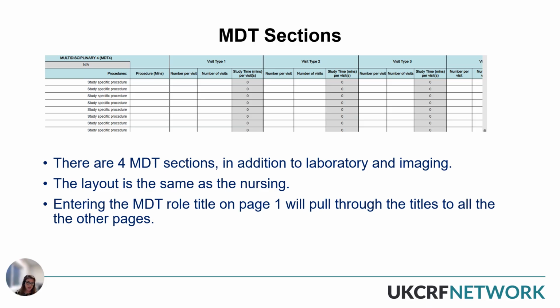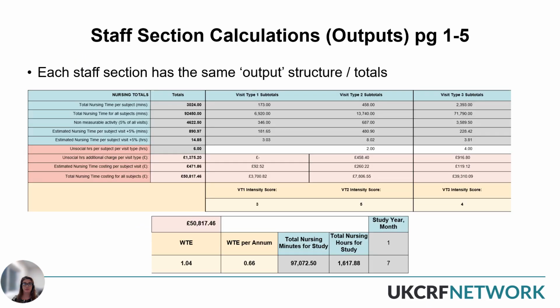In here at the top where it says MDT4, there is a grey box which says MA. On page 1, if you enter the title of the role there, say for example that's going to be our clinical trial assistant, if you enter that into that cell on page 1, it will pull right the way through across to every other page for you.